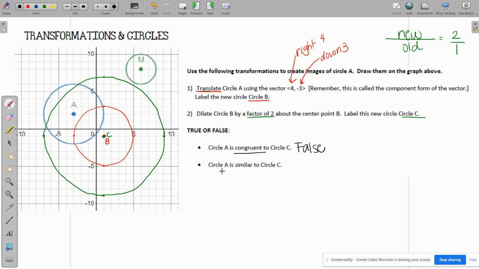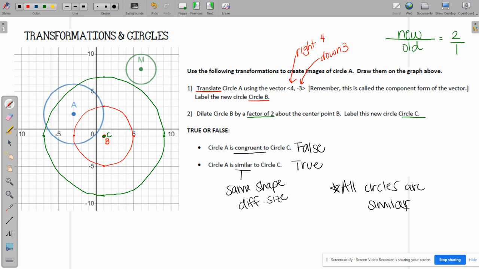True or false? Circle A is similar to circle C. Remember, the word similar means same shape, but a different size. And I would say that this is true. Both of these are circles, right? This is a circle and so is the green one, but they are just different sizes. In fact, all of these circles are similar. All circles in general are similar to each other. And you can always map one circle onto another using translations and dilations.